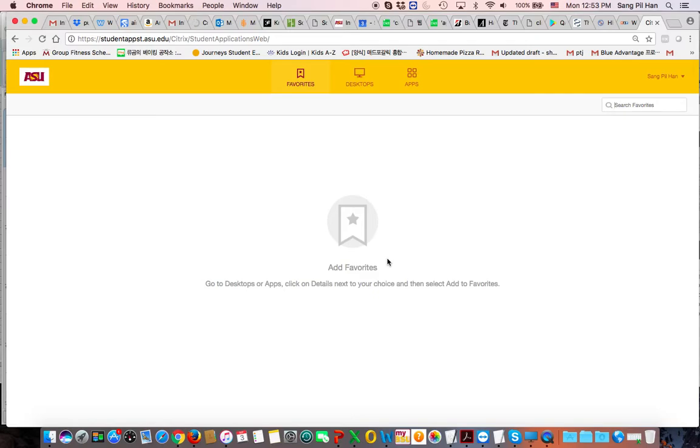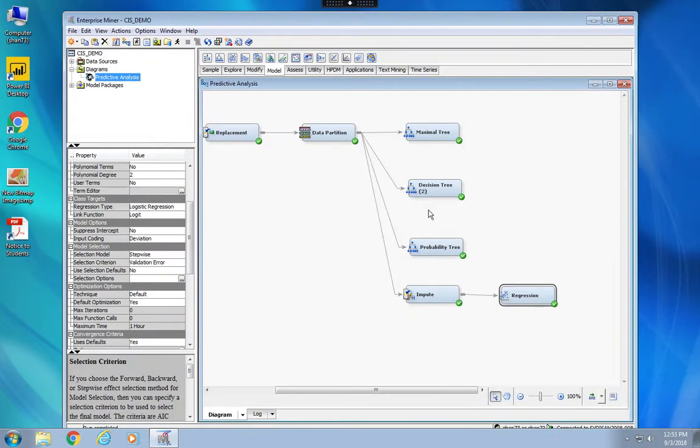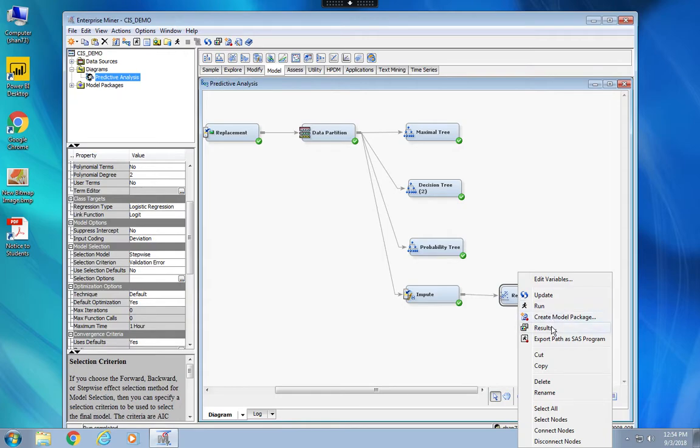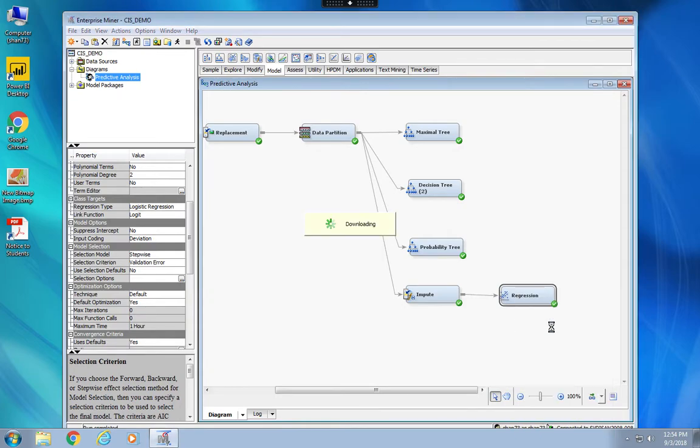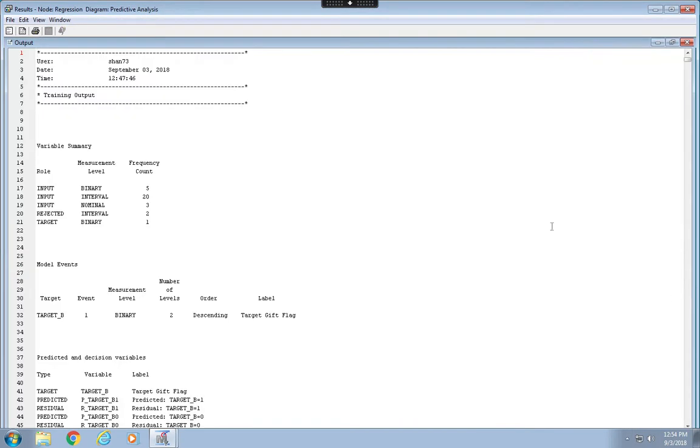Okay, so in this video clip, I'm going to explain how to interpret the odds ratio estimates. That's the result you get after running a regression model. So let me go back to our model and let me open up the result table one more time by selecting results. And I'm going to maximize the output window.